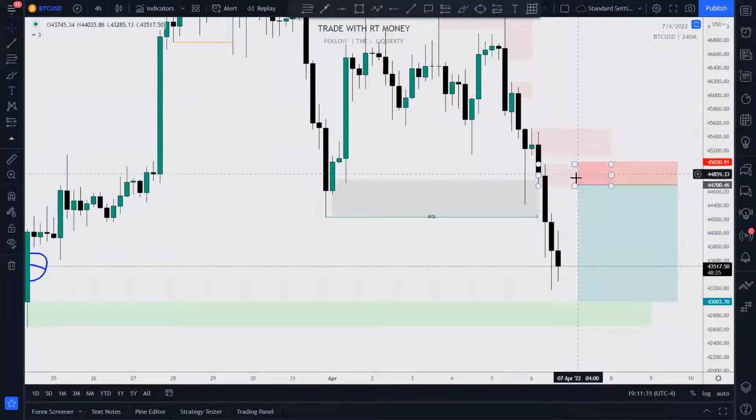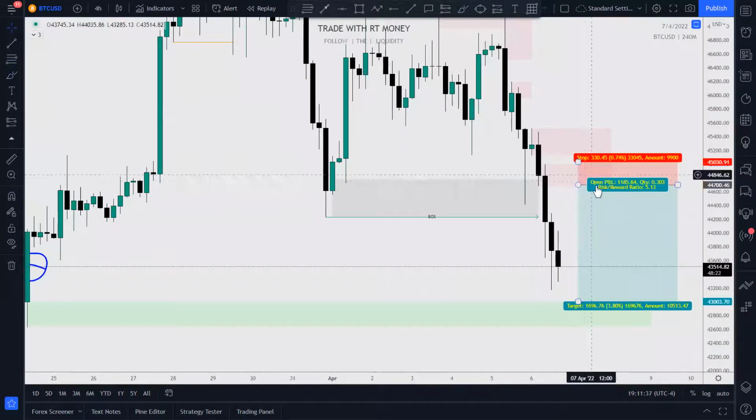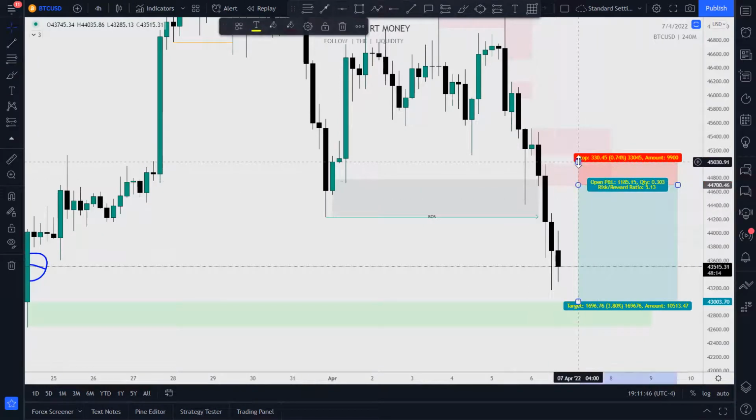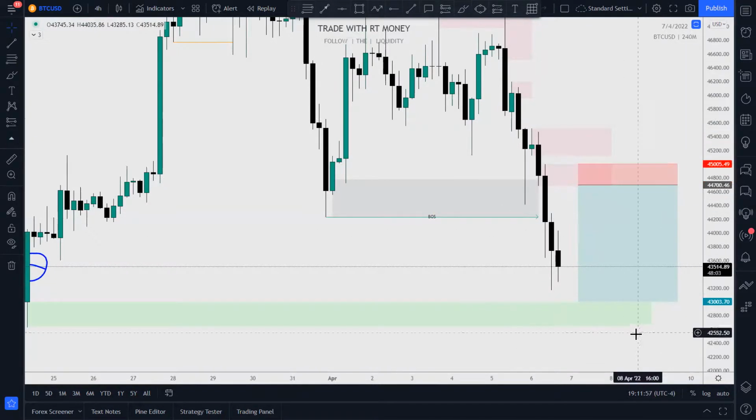If it breaks through, if we get our confirmation on this zone in this area, we'll adjust the stop loss, of course, down to whatever the order block is that we enter in on. All right, but this is basically what we'll be looking at.